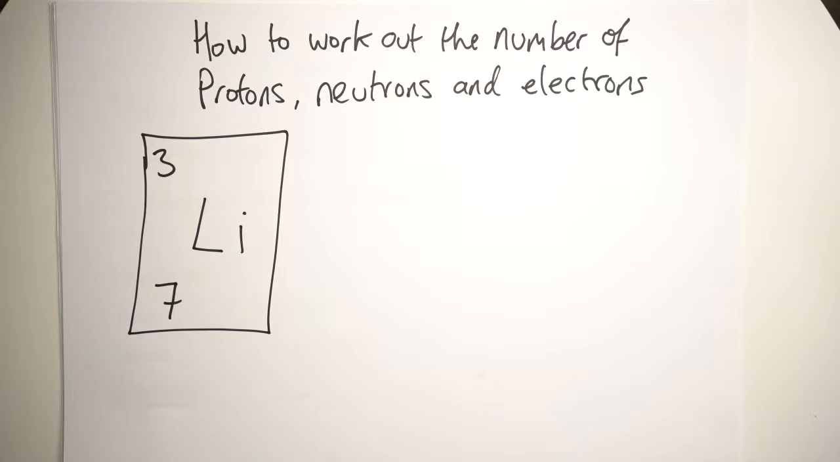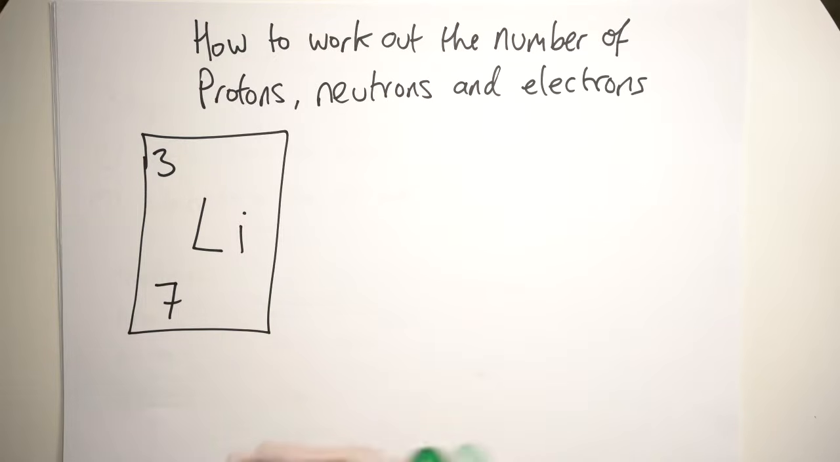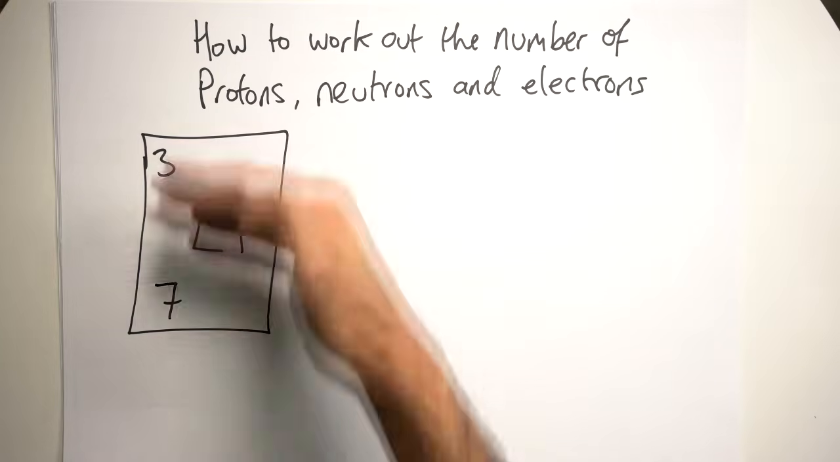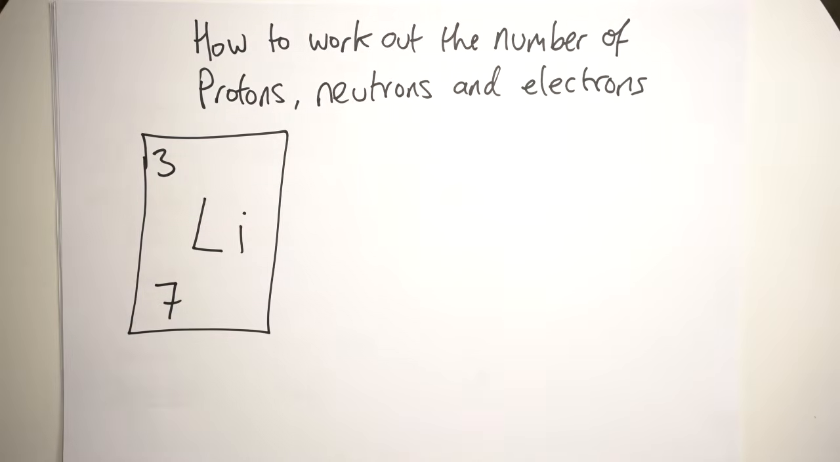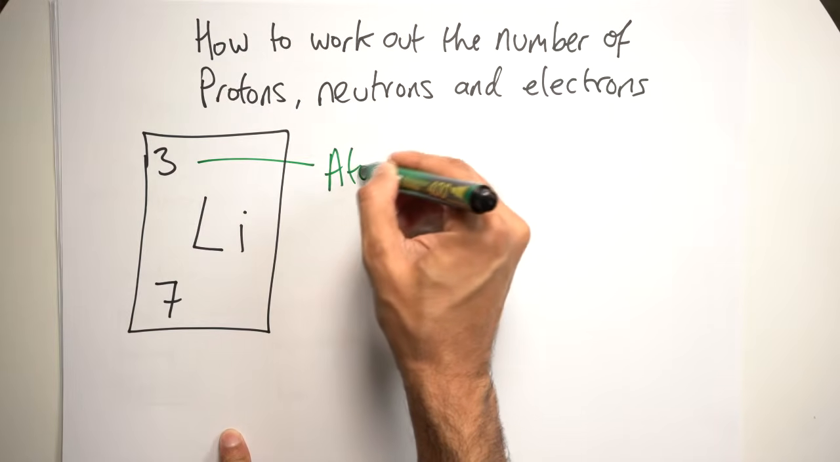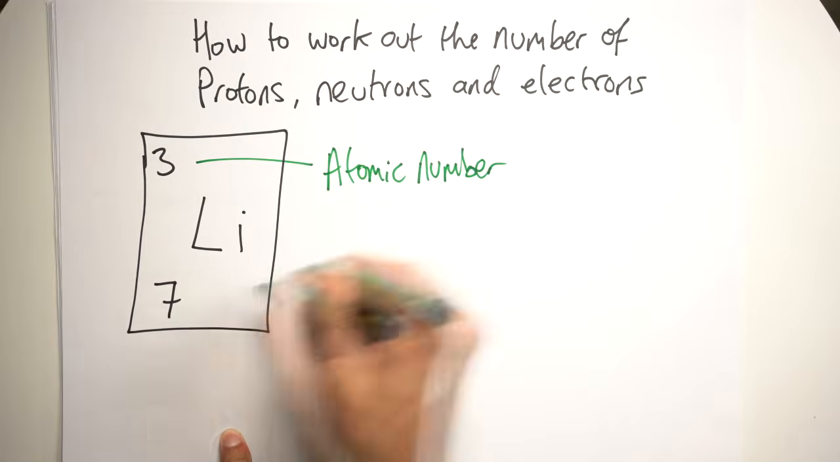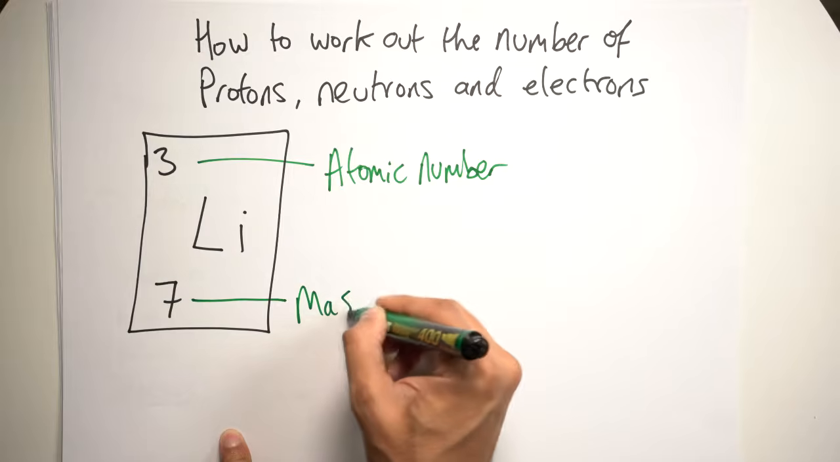Today we're going to see how to work out the number of protons, neutrons and electrons using the periodic table. Now the periodic table is full of element keys like this. So you basically got two numbers. You got a small number and a big number. Sometimes the small number's at the bottom, sometimes it's at the top, but it's always the smaller number. And this smaller number is the atomic number, whereas the bigger number we call the mass number.